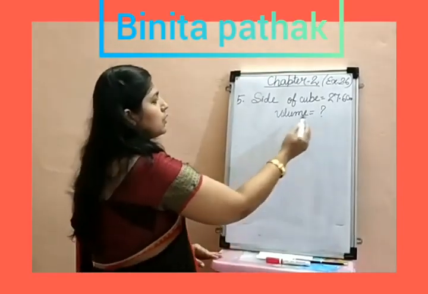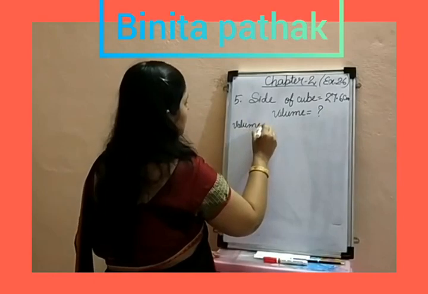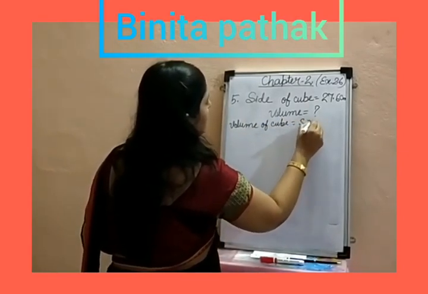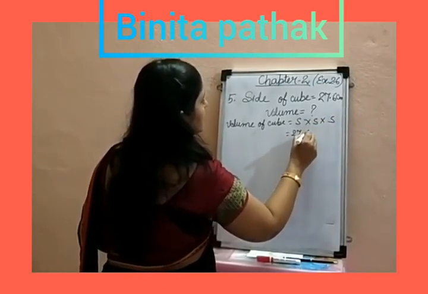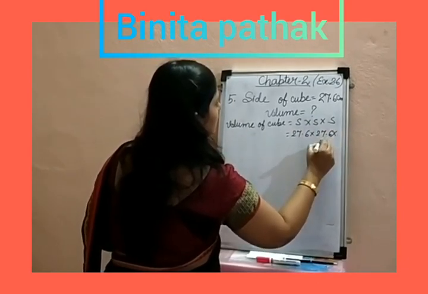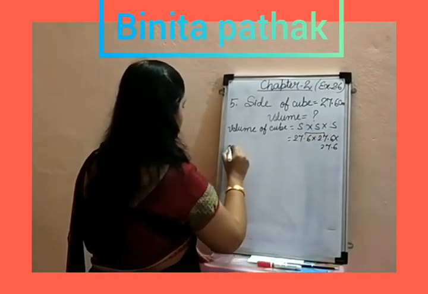Now the fifth question: the side of a cube is given as 27.6 centimeters. We need to find out the volume. So volume of a cube, there is a formula: equals side into side into side. 27.6 into 27.6. First I am going to multiply these two.